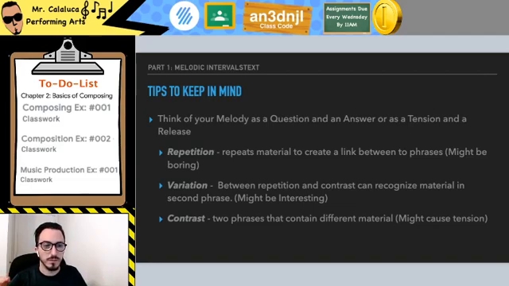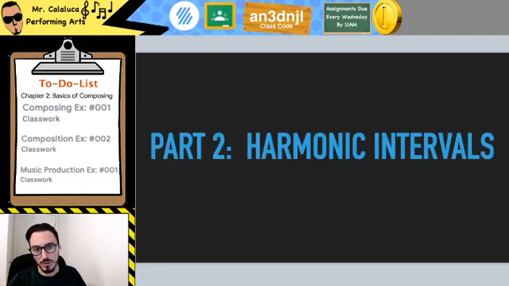I'm going to go on to part 2, which is harmonic intervals. All right, so when we came from our melody, now we're going to harmony, which is going to be our chords. This one I'm going to basically breeze through. I'm not going to spend so much time on this because I want you guys to explore with this, okay? And don't be afraid to ask me questions about what's happening. So harmonic intervals, this is part 2.